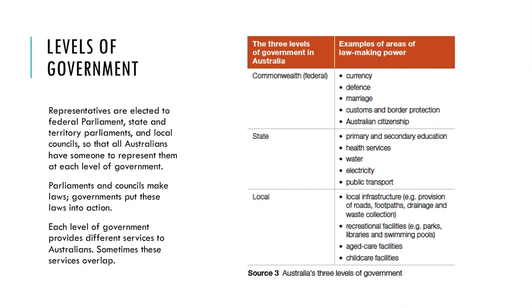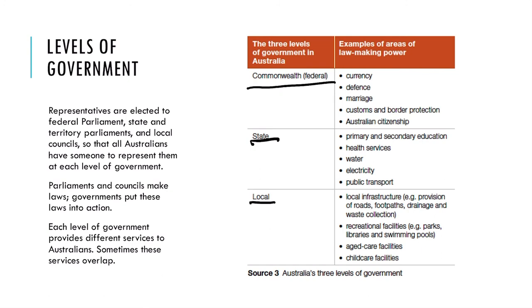So we can see the 3 levels of government. The main level, the level with the most power, is the Commonwealth or the federal government level. Next we have the state level, and finally we have the local. Representatives are elected to each of the federal, state and territory parliaments, as well as local councils, so that all Australians have someone to represent them at each level of government.